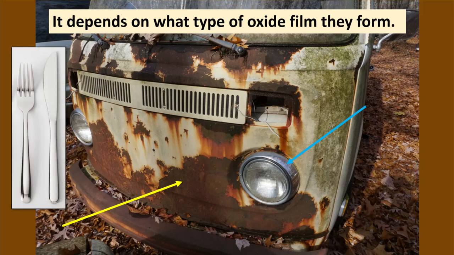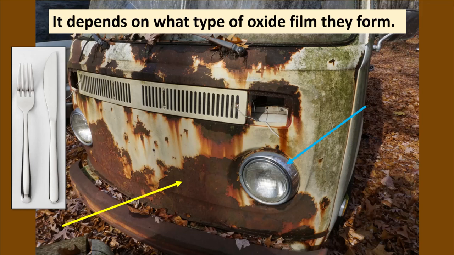This is the reason chromium is added to stainless steel. The chromium in stainless steel actually is corroding, but we don't see the oxide film. Another reason chromium is added to stainless steel is to protect the steel, but we'll talk about that later.